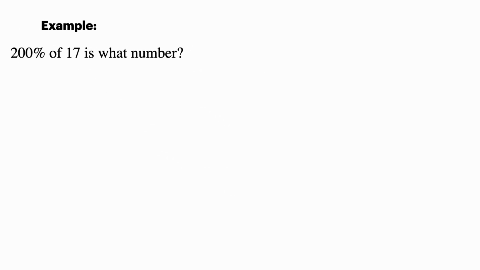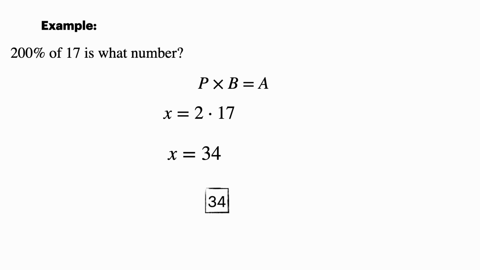So another example, 200% of 17 is what number? Let's set up our equation. Percentage times base equals amount. Well, the percentage is 200, so that's 2. The base is 17, so the amount will be 2 times 17. And what's that? That's 20 plus 14, that's 34. So it's 34.